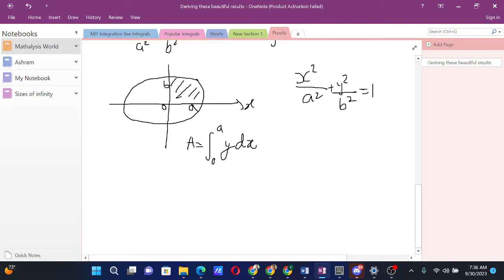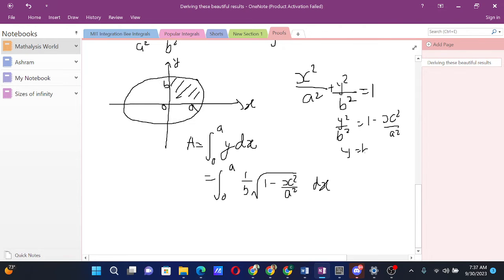So this is the x axis, this is the y axis. Now for the height, we can get a formula in terms of x from this equation. So it will be b times root under 1 minus x square by a square, dx. The expression for y comes out like that: y square by b square equals 1 minus x square by a square, and then y equals b times root under 1 minus x square by a square.